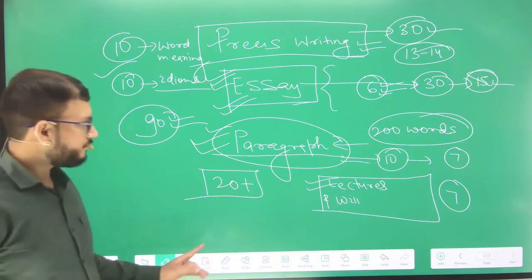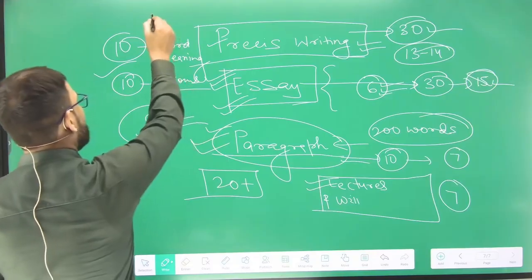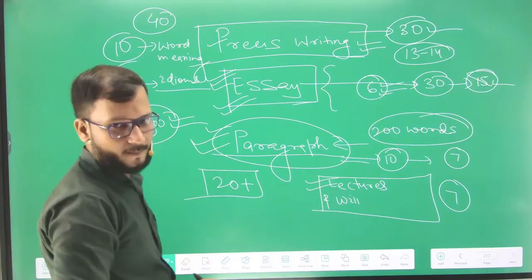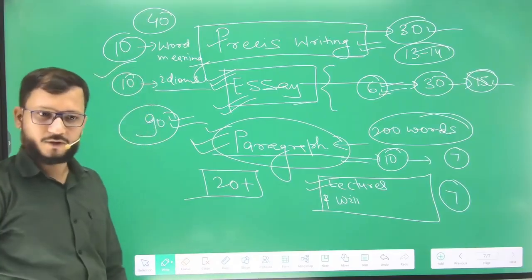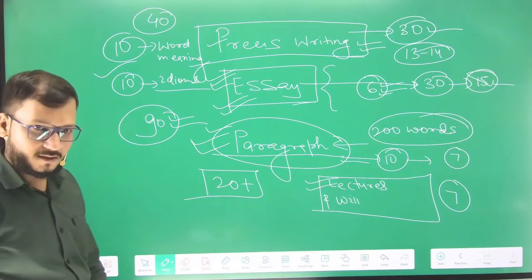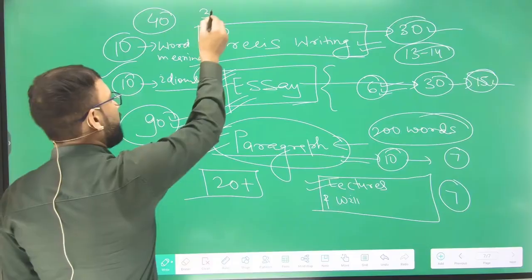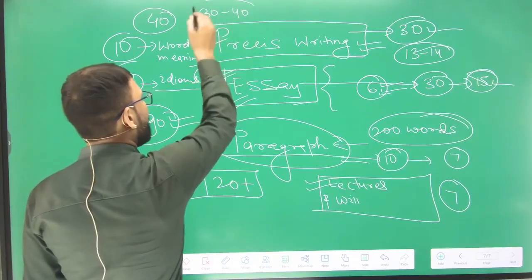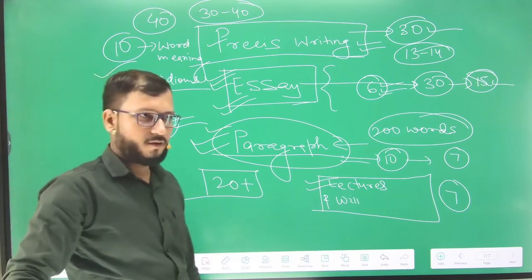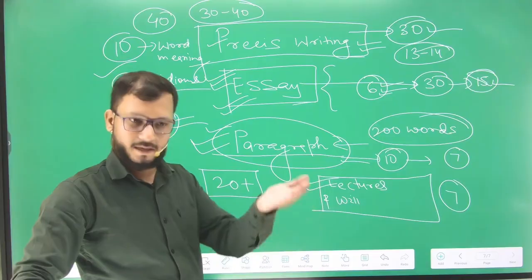For English, you need to come with at least 40 marks. It will be your target. I'm not giving you a target of 60, but at least 40 marks should be in this, and at least 30 to 40 marks should be in GS. Yes, because if you are getting at least 30 marks, then 40 plus 30, 70 marks you are gaining.